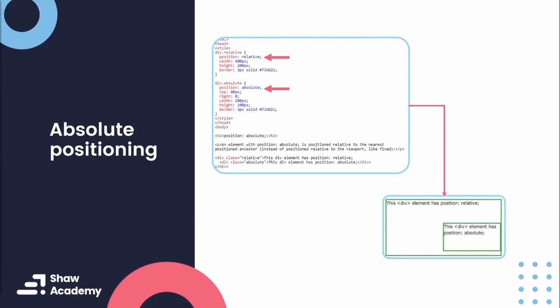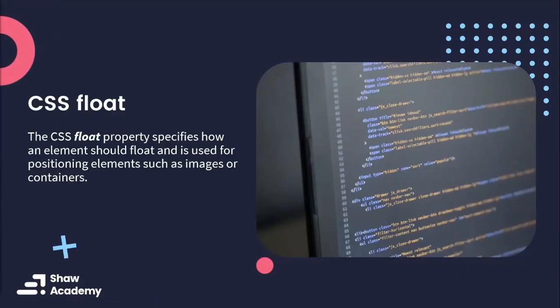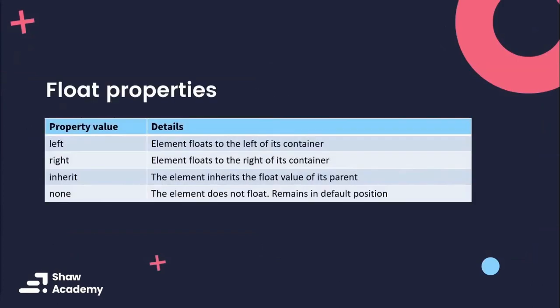Wonderful. Now, just as a bonus, I've also added CSS float, which is sort of considered positioning, but it's not really positioning in terms of properties. So the CSS float property specifies how an element should float and is used to position elements such as images or containers within the whole of the viewport or the client. Okay, and here are a couple of properties that you can use with CSS float. So you would either align left, right, inherit, or using none, which is the default.